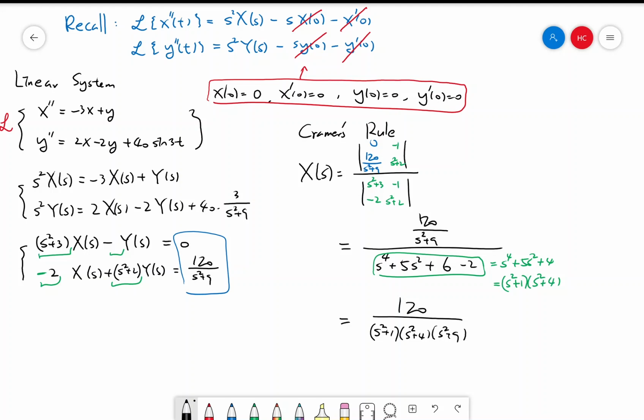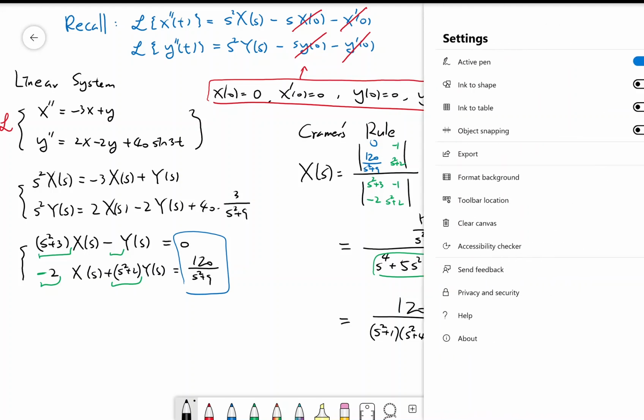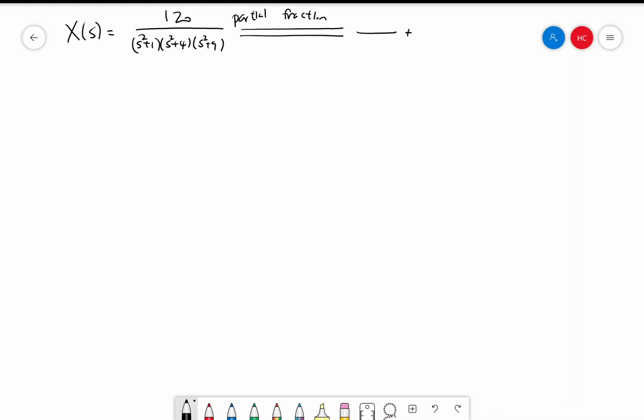Okay, so we're going to move to the next page. Remember, we get X equal to 120 over (s squared plus 1)(s squared plus 4)(s squared plus 9). We're going to use the partial fraction method again, similar to the previous video. So this is equal to three fractions added together. The denominators are s squared plus 1, s squared plus 4, s squared plus 9. As we have done in the previous example, this function is even, so there are no odd terms, and we can assume the numerators are just A, B, and C.